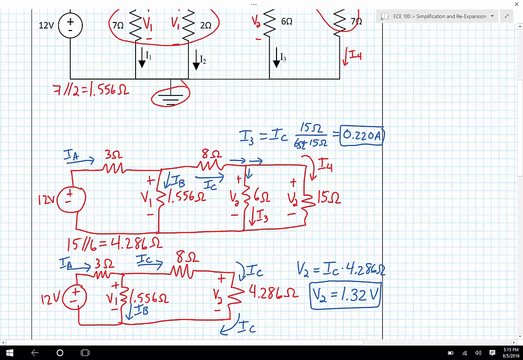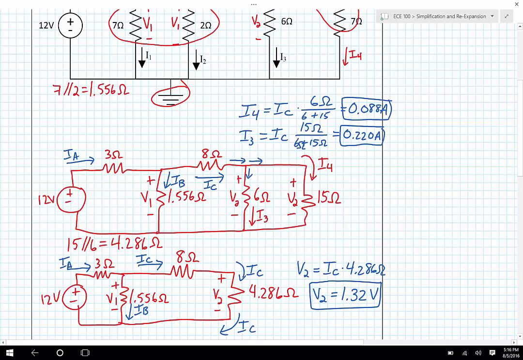I sub 4 is equal to I sub C times, and for I sub 4, that's going through the 15 ohm resistor, so the 6 ohm resistor is the opposite branch. This is 6 plus 15, and that works out to be 0.088 amps. I ask myself, do those two currents add up to 0.308 amps? Yes, they do. And does the larger resistor get less of the current?